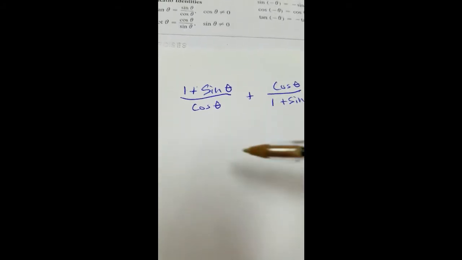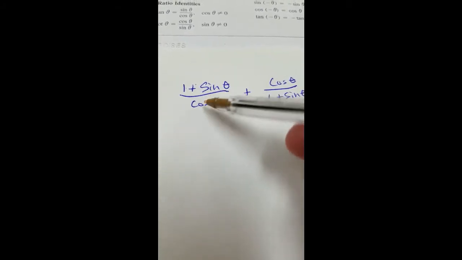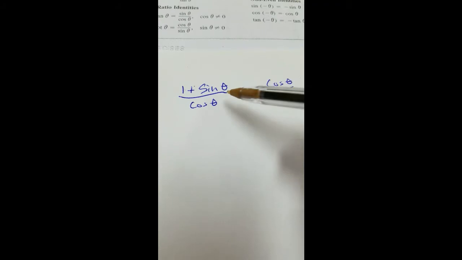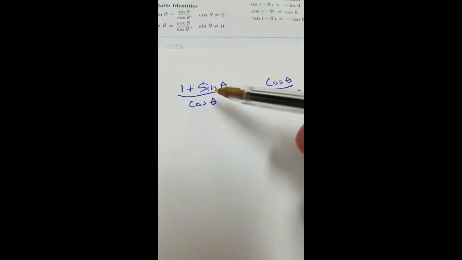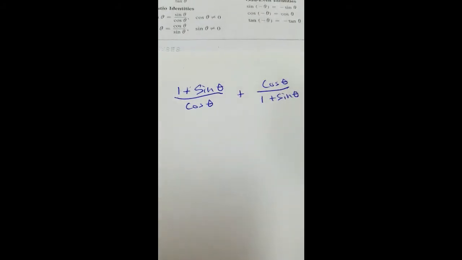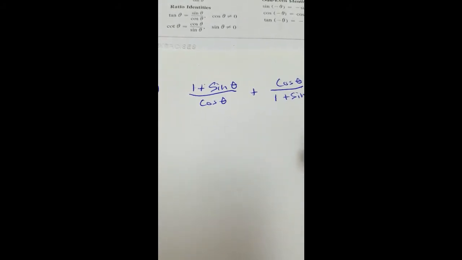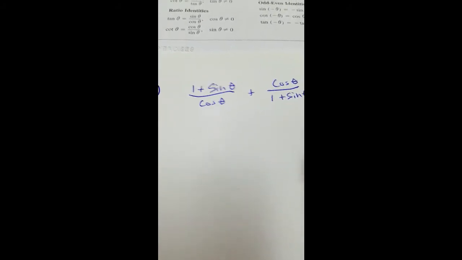Well, what are you going to do when you've got something like this? I've got a fraction plus a fraction, and there's no straight substitution I can do to change sines into cosines. It's not a Pythagorean identity, so I can't make that switch. I've got no choice here. I'm going to have to add these two ugly fractions by getting a common denominator.